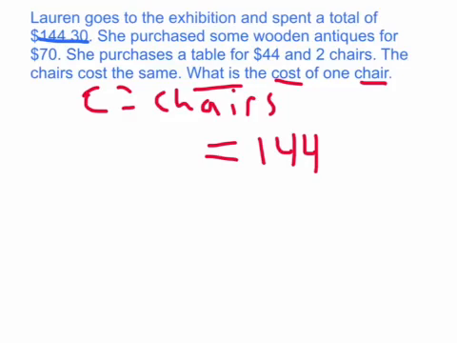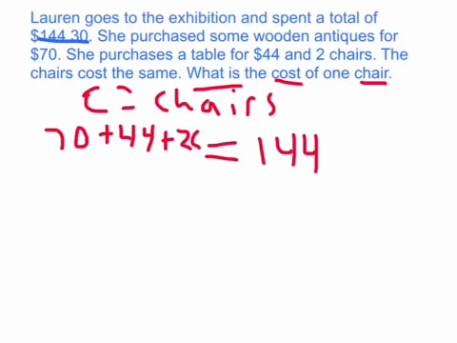We also know that she purchased some wooden antiques for $70. That is not an unknown. $70 for the wooden antiques, I should say. We also know that she purchased a table for $44. What we don't know is how much the chairs were. We have no idea. That's going to be our C, but there's 2 of them, so we're going to put 2C, because however much one chair is, you multiply it by 2, so 2C. And all that together we know has to equal our total 144.